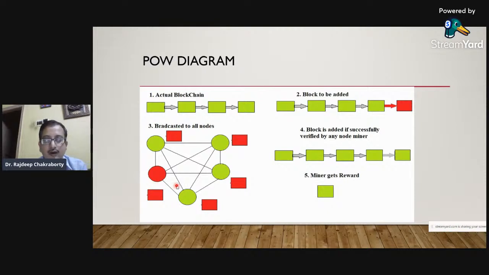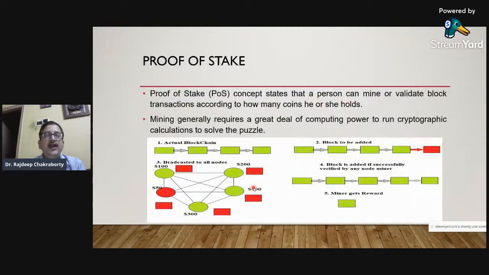Now this block is added to my existing blockchain, and as a reward the miner gets another block, or in the case of cryptocurrency, the miner gets coins. So basically in proof of work all have equal right or equal opportunity to mine a block. This is the main theme of proof of work. And proof of stake is a little bit different concept.